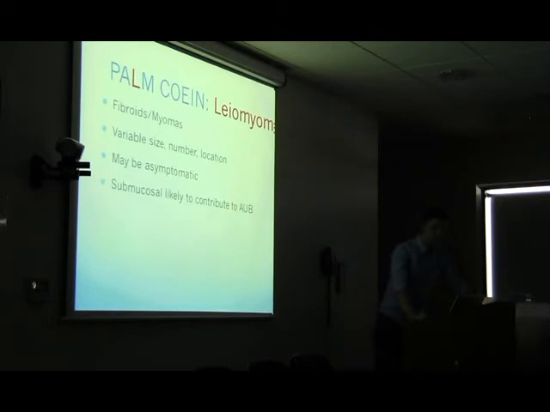So L in PAM stands for leiomyomas, which I think we'll be hearing more about later. So fibroids or myomas are very variable in their size, their number and location, and these of course can also be asymptomatic, but it's thought that the submucosal myomas are most likely to contribute to abnormal uterine bleeding.